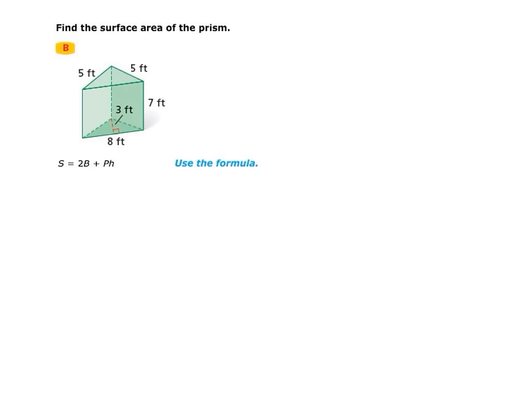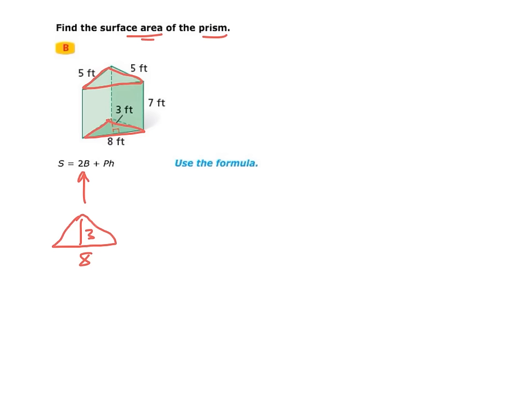Let's try another example. Here we have another prism. We need to find the surface area of the prism. But you'll notice this prism is not rectangular, it's triangular. One of the faces is a triangle. So we need to find the area of the base of this prism. But this is a triangle. It's a triangle that's 8 units wide, or 8 feet wide, and 3 feet tall. I can see that right here. So there's my two triangles that form those edges of this prism.